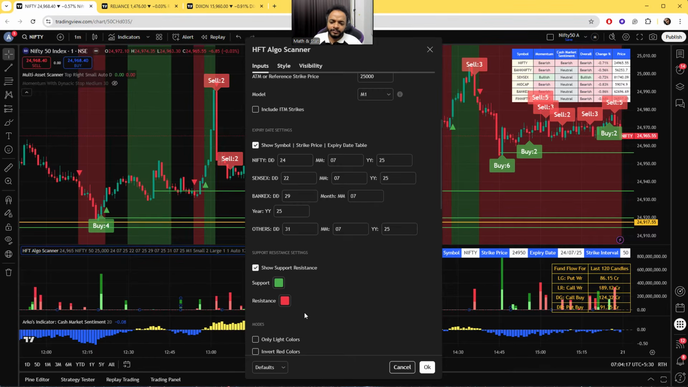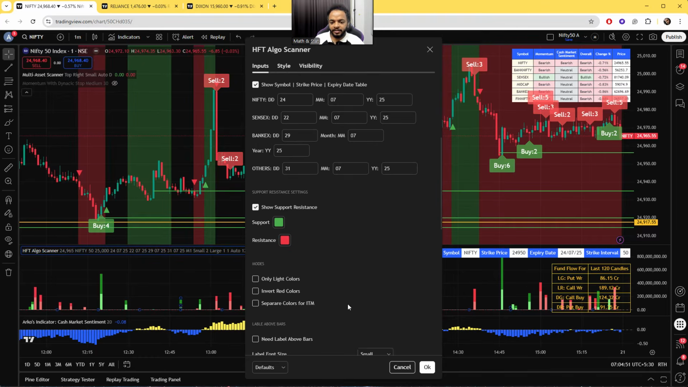So you don't have to regularly update the expiry date. Once the expiry gets expired, after that you have to change the date, according to the symbols. Nifty, Sensex, BankX, and for any other Bank Nifty or any other stocks, it's the same. Now as I said, I have kept the symbol row; if you don't want to show it, you can simply uncheck that and it won't show you.